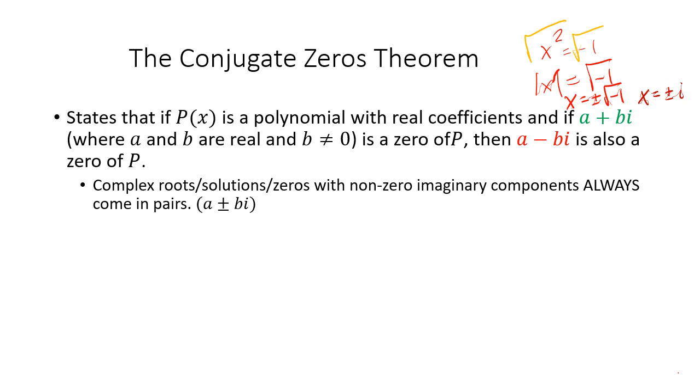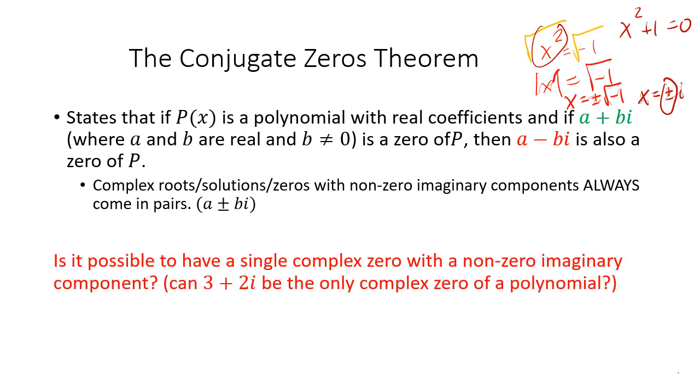And so the only way we ever get these non-real solutions is from a quadratic term when we're trying to solve for a quadratic, and x squared in this case being the quadratic. Or you could say x squared plus 1 equals 0 was the original quadratic there, and we want to find the solution. So there will always be two. We will never only have the one. And so to answer this question here, is it possible to have a single complex zero with a non-zero imaginary component? Like, for example, can 3 plus 2i be the only complex zero of a polynomial? No, it can't. You would also have to have 3 minus 2i.